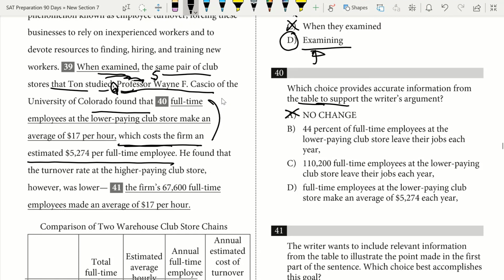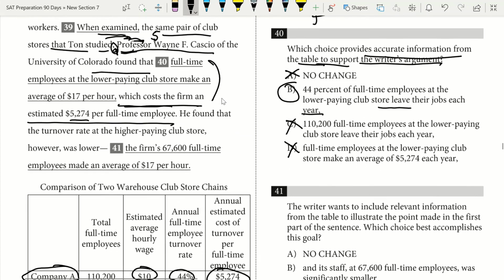So we have A, no change. That doesn't talk about it because it talks about the lower paying club store averaging $17 per hour and they average 10. So that's incorrect according to the data. B for number 40 says 44% of full-time employees at the lower paying club store leave their jobs each year. Yes, that's that employee turnover. And that's costing an estimated $5,000 per full-time employee. Yes, that's accurate information according to the table, and it's supporting the author's argument that these lower-paying companies experience higher turnover costs. So B would be my correct answer there, the 44% answer choice.